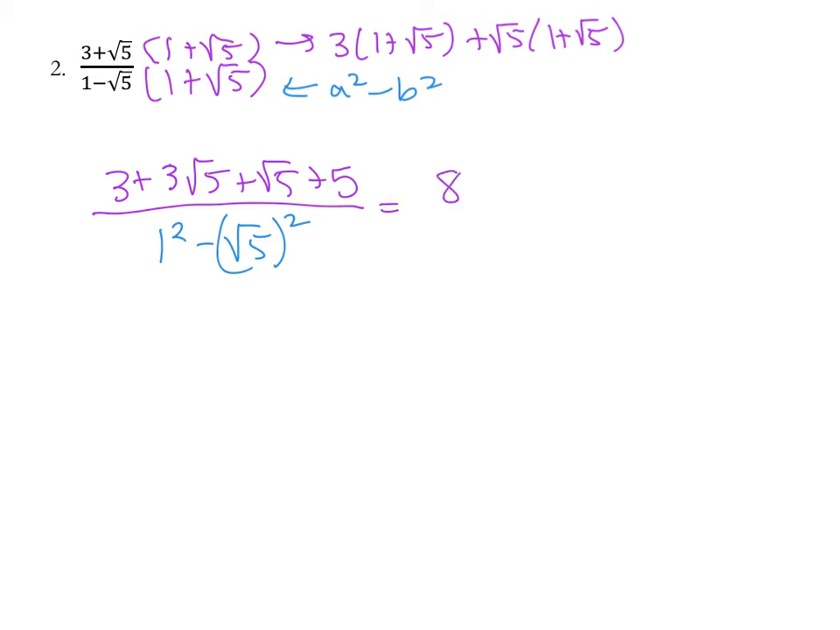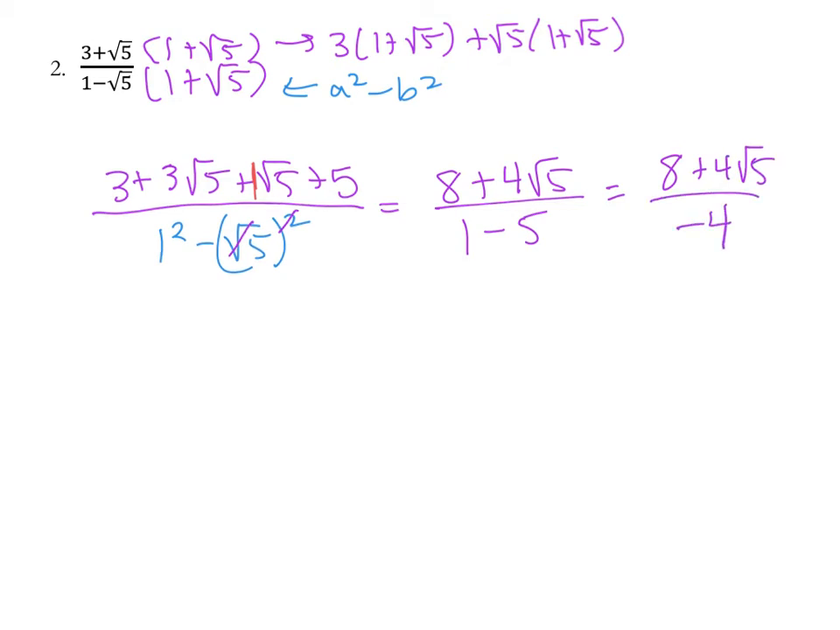On the top, we get 8 plus 3 radical 5 plus, there's really a 1 there, 1 radical 5 is 4 radical 5. And on the bottom, we're going to get 1 squared is 1. Radical 5 squared is going to be 5. Just make sure you keep the minus sign between them. And then let's keep simplifying the bottom. That's 8 plus 4 radical 5 on top over negative 4.